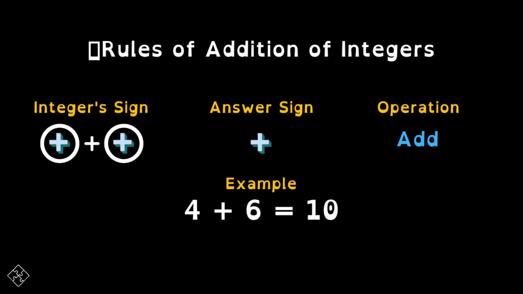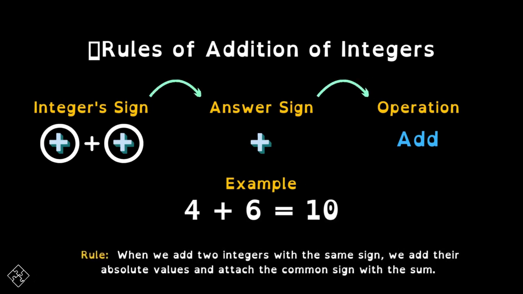Basic addition lang siya. So tandaan nyo yung rule na to, no? When we add two numbers or integers with the same sign, we add their absolute values and attach the common sign with the sum. So add po natin yung absolute values and attach lang natin yung answer sign dun sa sum. Okay, that is the first rule of addition of integers or first case.